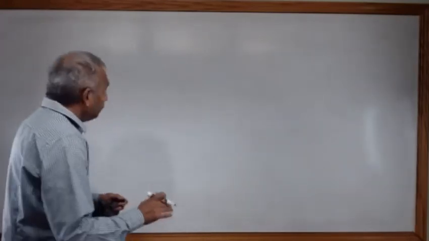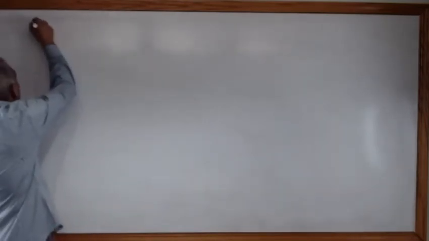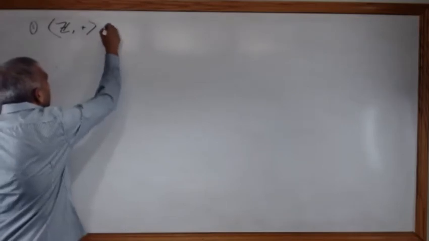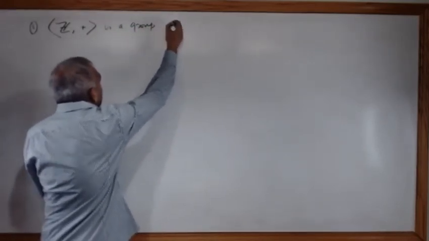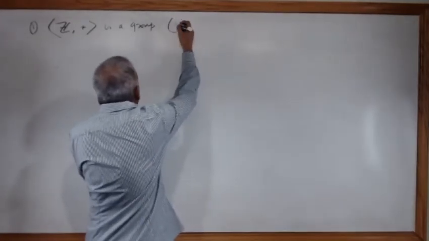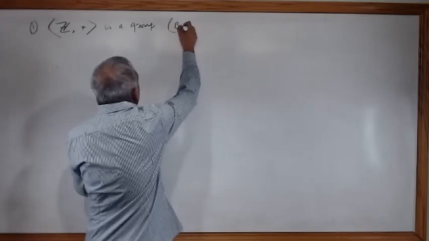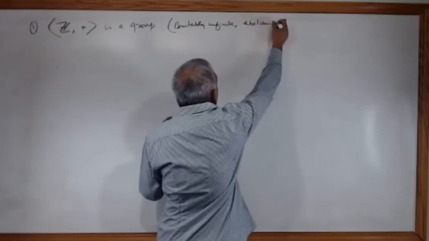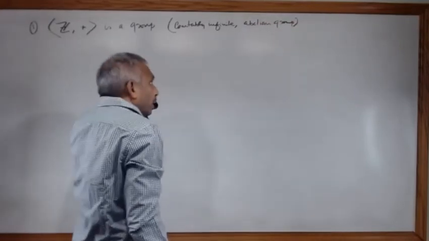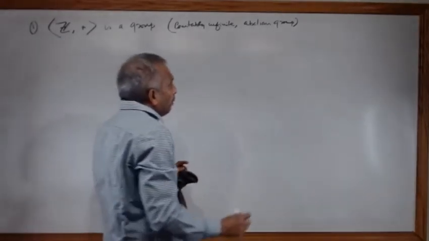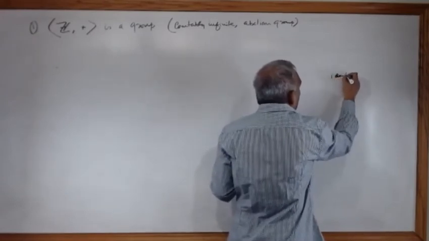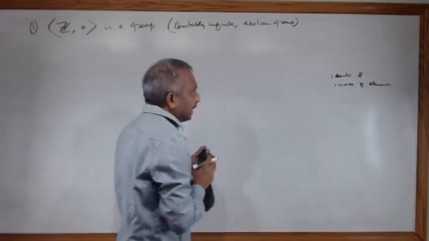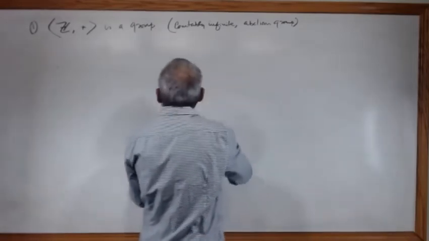Now let us see some examples. The first example is the one we started off with, that is the set of all integers with addition as the binary operation is a group. This is actually a countably infinite abelian group. For all the examples I am going to give you, you need to verify the identity and inverse of elements. I am not going to do that. That is an exercise for you. So I am not going to say this is the identity of this group.